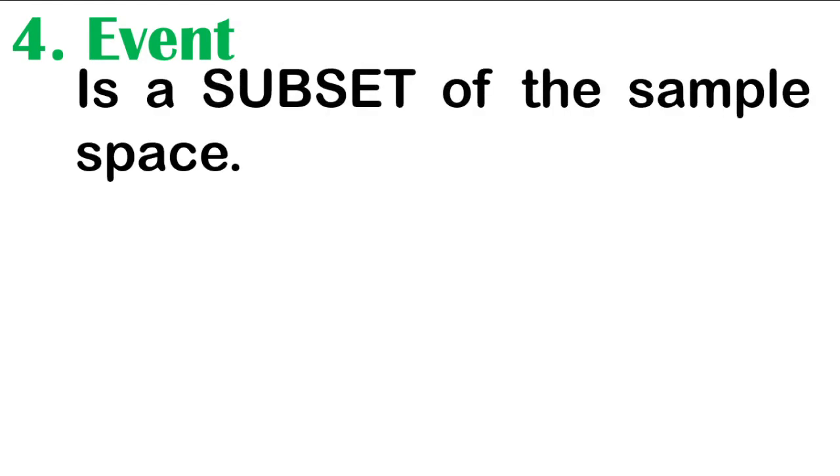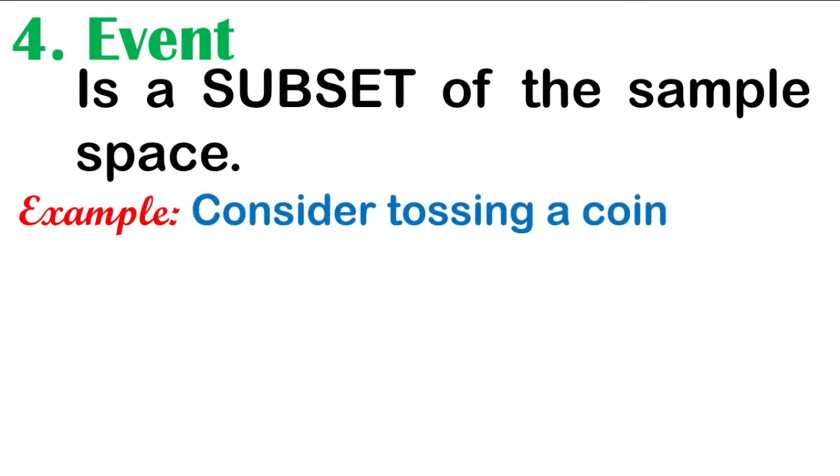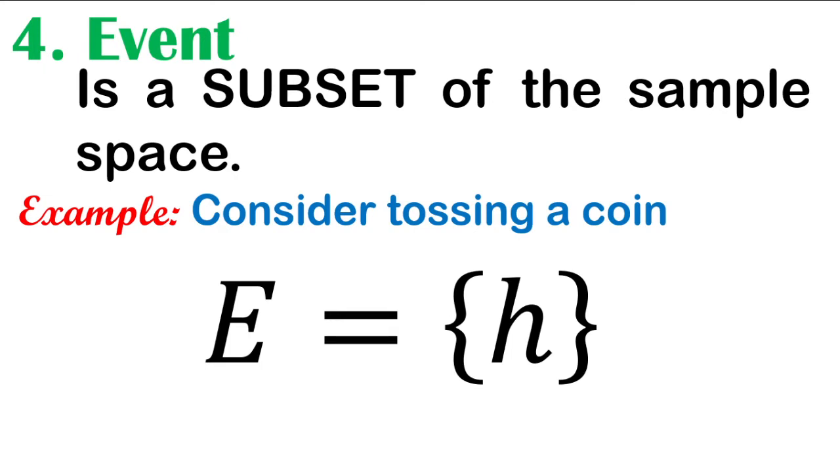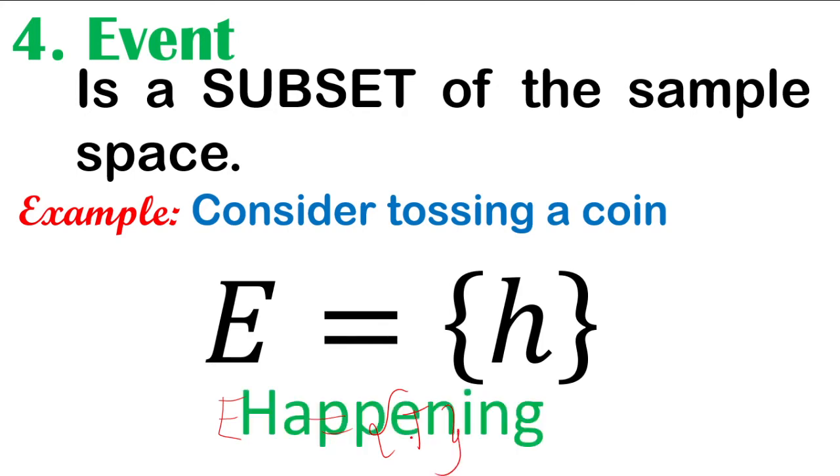Now next, how about event? When we say event, it is a subset of the sample space. For example, consider tossing a coin again. This is one of the events in which heads will show. What is our other event? The event of showing a tail, or showing tails. Event is sometimes called a happening.